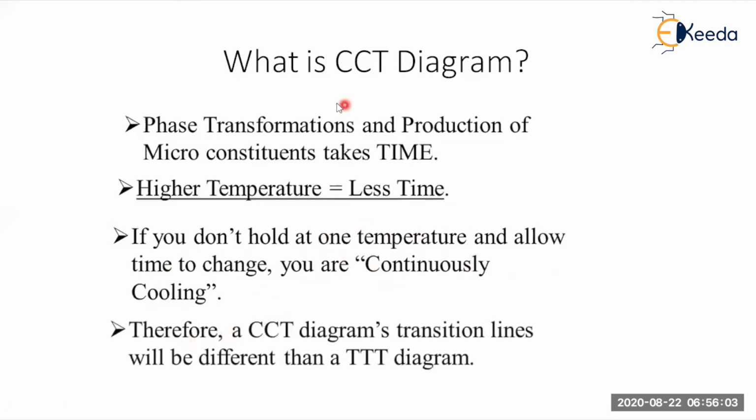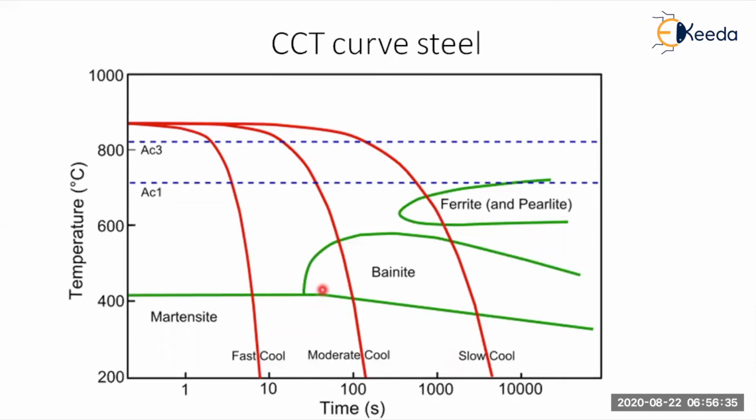And therefore, whatever the CCT diagram, the continuous cooling transformation diagram, the transition lines that you are going to get will be different from the TTT diagram. That's why I said the CCT diagram is different from the TTT diagram. In the TTT diagram, it is constant. The lines that you get are at constant temperature, whereas in the CCT diagram, you are going to get the lines at various continuous cooling rates. Okay. Now let me show the image for steel by taking some samples.